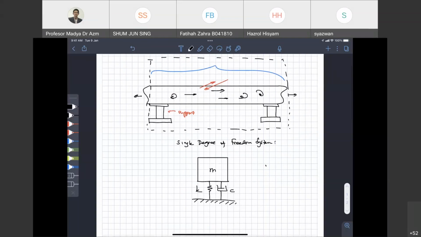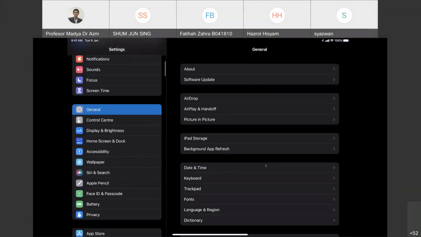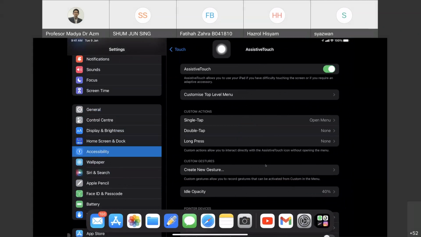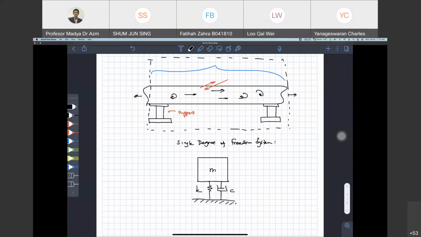So what is the element of mass here? So what is the element of mass? Empat ni elemen of mass apa dia? Apa elemen of mass? The tube, doctor. Huh? The pipe. The pipe also, and then what? Part of the support vibrating.